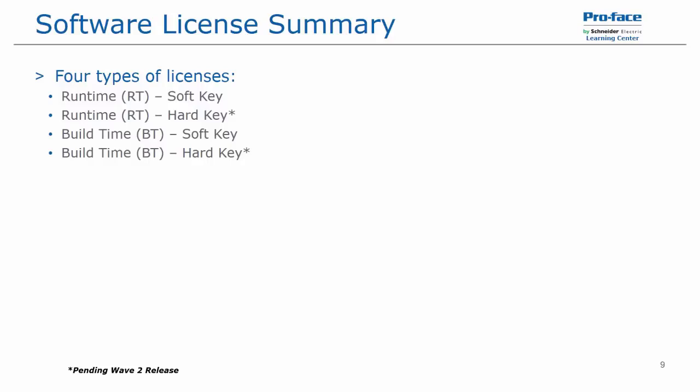So if you license your installation on your PC to be a build time, and then you relicense it as a runtime, the build time option is no longer available. And currently, there is no combination build time and runtime license. That is slated for a release with Wave 2 at the beginning of Q4 of 2017.